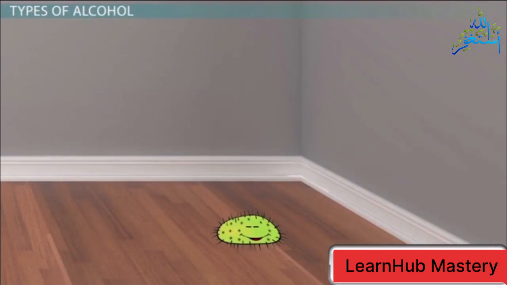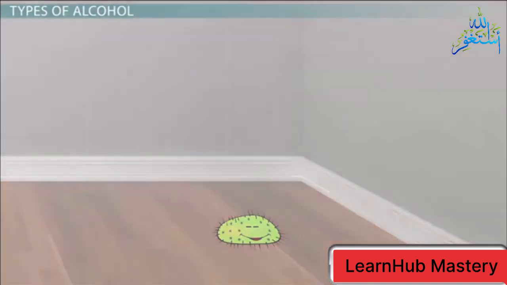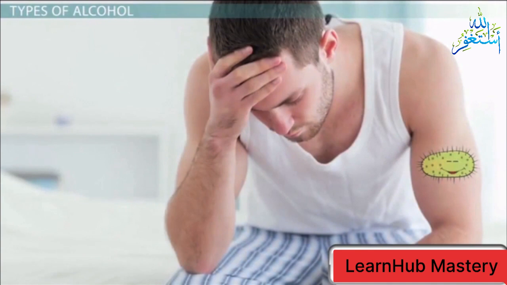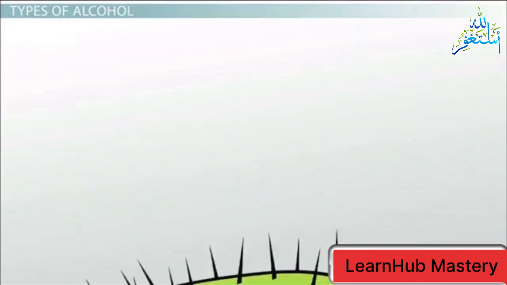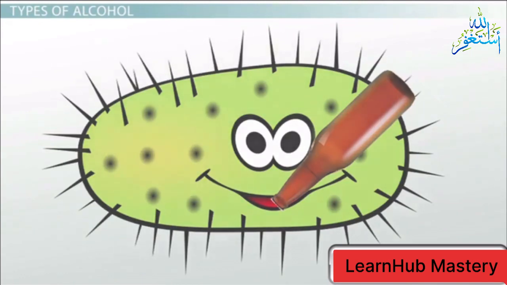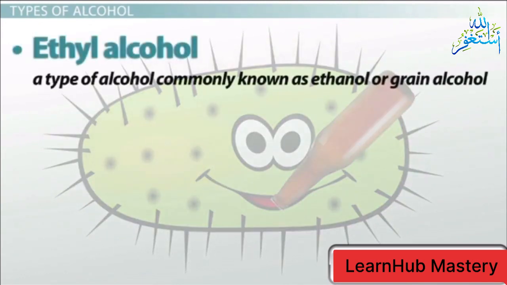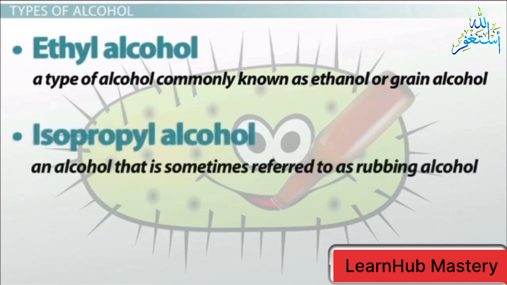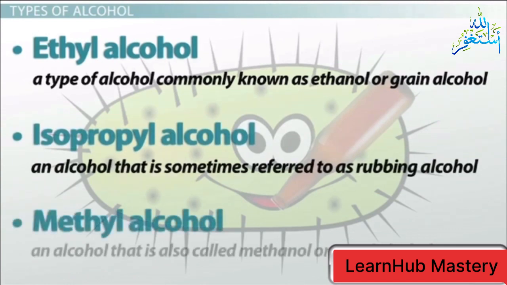You can liken disinfection to a bacterium passing out on a floor, which is an inanimate object, while antisepsis implies that a bacterium passes out on a living friend after having too much from the tap after work. Anyways, these bacteria and other microbes can drink several different types of alcohol, including ethyl alcohol, a type of alcohol commonly known as ethanol or grain alcohol, isopropyl alcohol, an alcohol that is sometimes referred to as rubbing alcohol, and methyl alcohol, an alcohol that is also called methanol or wood alcohol.